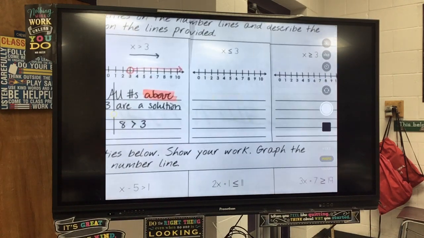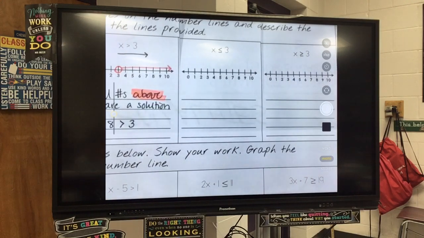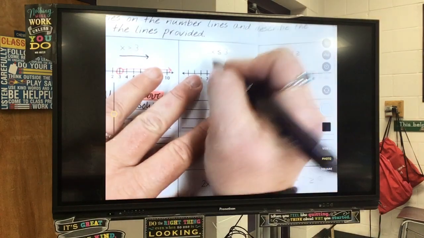Alright, slide over to the next two. So the next one is x is less than or equal to 3. What do we know about the arrow in this one? What do we know about our arrow? Which direction is it going? Allie? Going to the left?